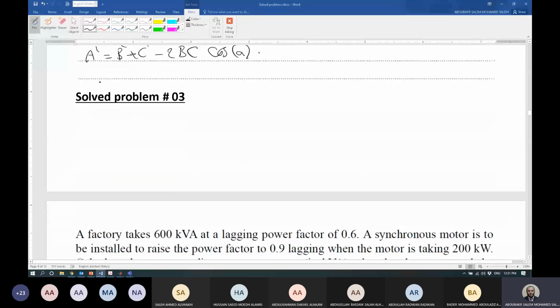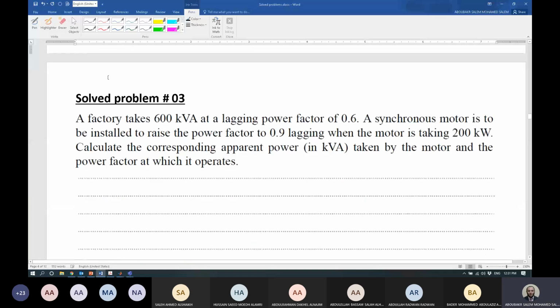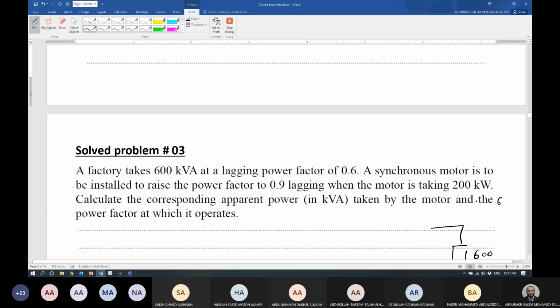Let's solve another problem related to power factor compensation. We have a factory. This factory takes 600 kilovolt ampere. So this is our load: 600 kilovolt ampere at 0.6 power factor lagging. So power factor here equals 0.6 lagging.